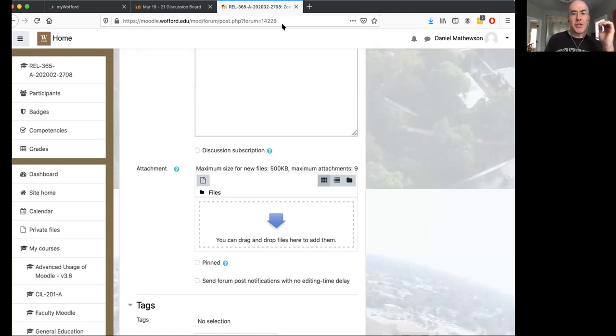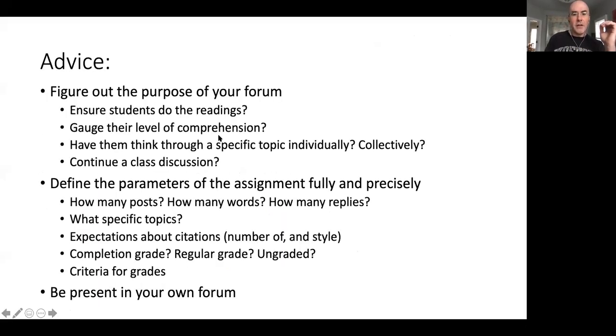Let me jump to my PowerPoint real quick. Okay. Here's some. I see we just have a few minutes left. Here's my best advice for the use of forums. So the first is to figure out the purpose of your forum. Like, why are you setting it up? And it's not just because we're going remote and we have to do something. But is it just to ensure that students are doing the readings, which I think is a perfectly valid use of the forum? Then that's how you need to set it up, and that's how you need to think of it.